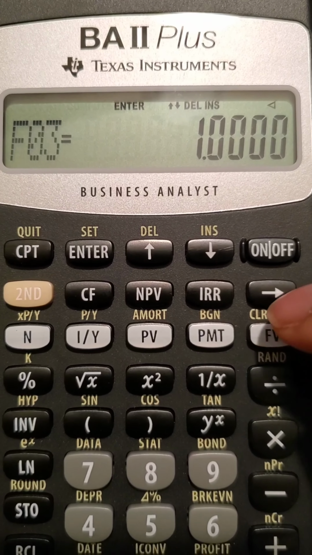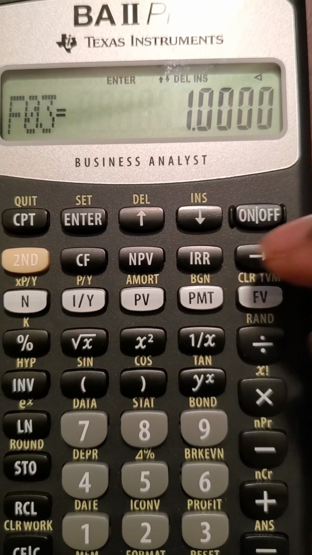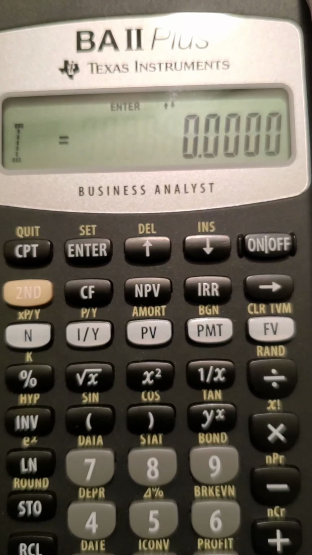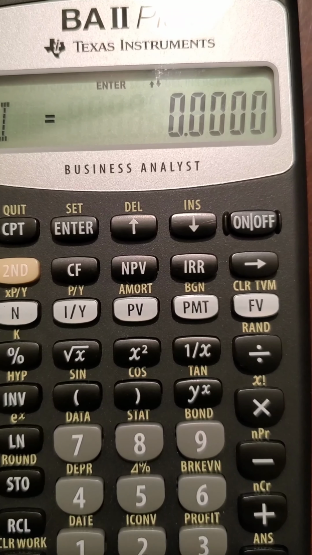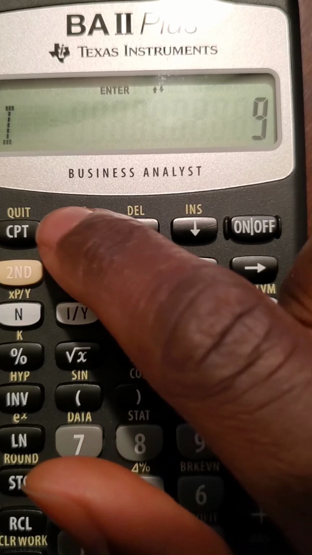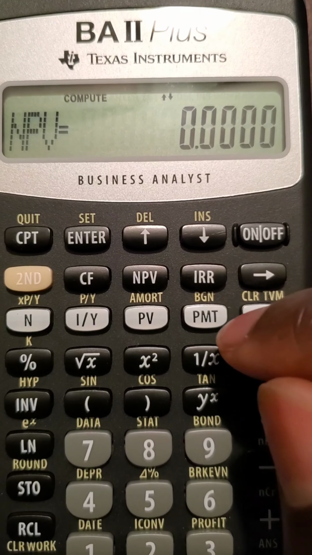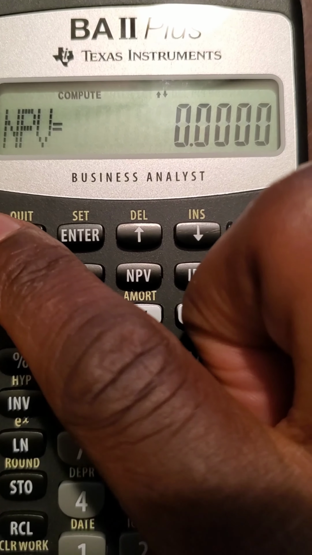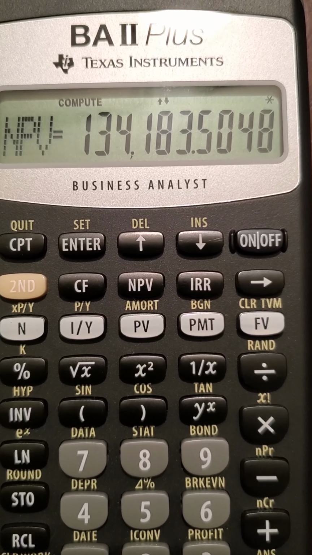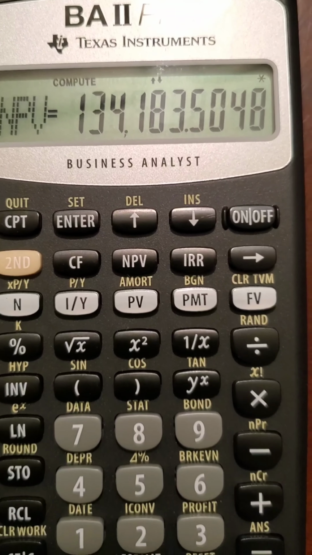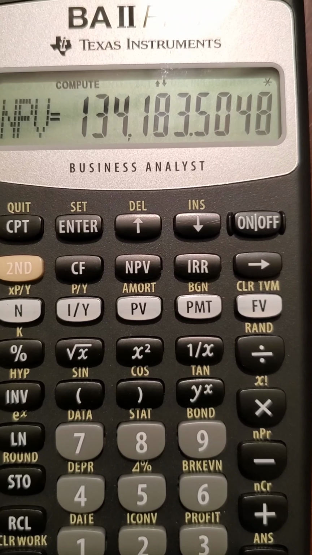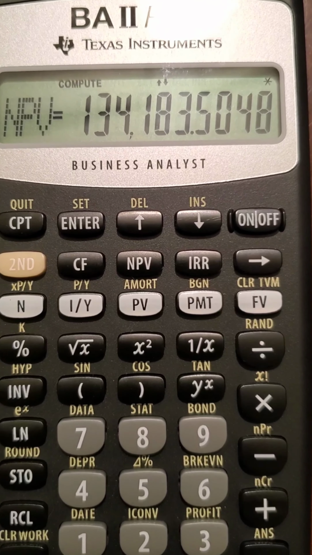So the problem is asking us for the net present value. If I hit this NPV button, it's asking me what interest rate or required rate of return I'm assuming. I'm going to say 9 because that's what the problem gives us, and I hit enter. If I hit the down arrow again, it says net present value, and I hit compute. Our answer here is $134,183.50, right? So the first answer choice is the one we would go with to answer this problem.